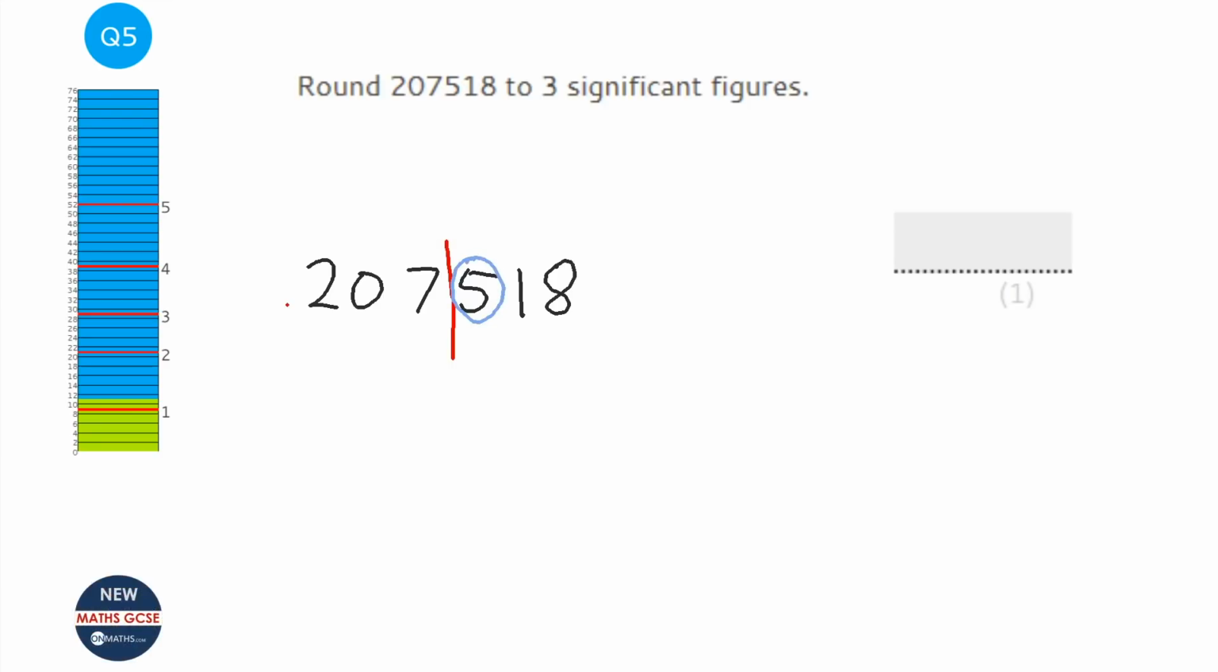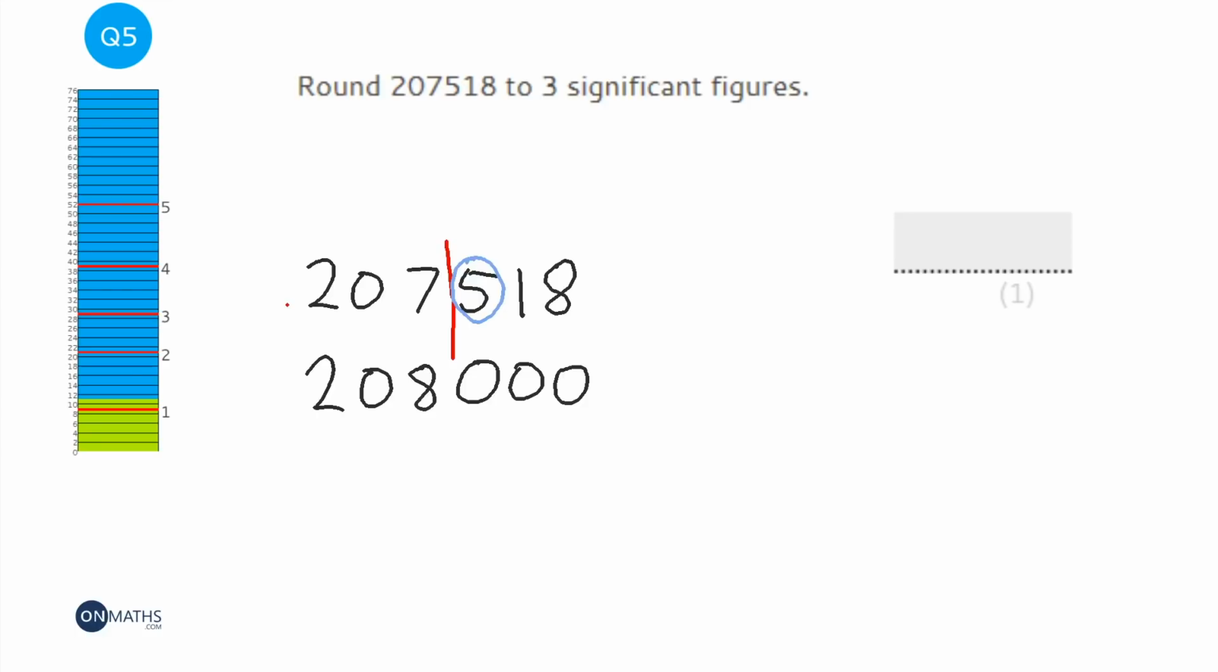If that number that I've circled in blue is 5 or more, it means the 7 goes up to 8. If it's less than 5, the 7 stays the same. Now, because it is 5, that 7 will go to an 8. Now, be careful here. The numbers to the right don't disappear, and some students, when they've done decimal places, think they just go away. With significant figures, you have to remember that they turn to 0. Now, they do the same with decimal places. It's just because they're after the decimal point, we don't need them anymore.